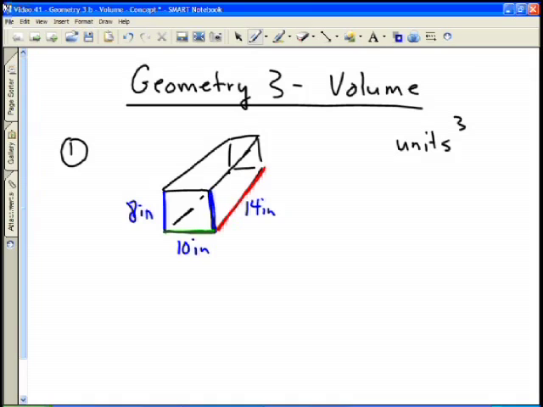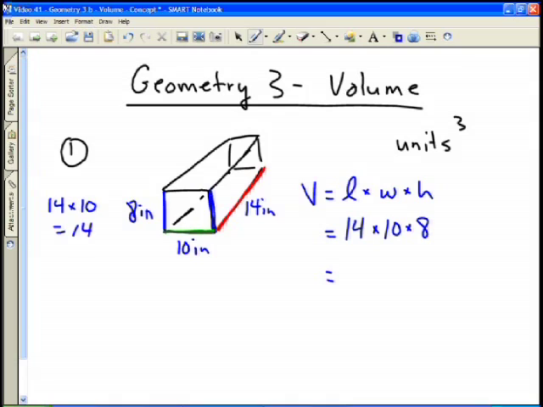Well, we know that if we have all of our units the same and they're all measured in inches, then volume is equal to length times width times height. So volume is equal to length, which is 14, times width, which is 10, times the height, which is 8. And we can go ahead and do our math. It's really easy to multiply 14 times 10, because we just have to slide the decimal place over 1. So 14 times 10 is equal to 140.